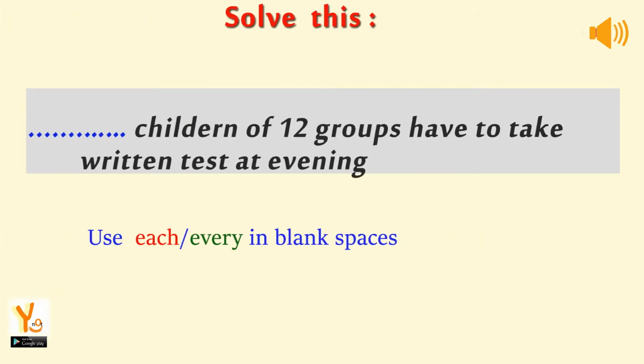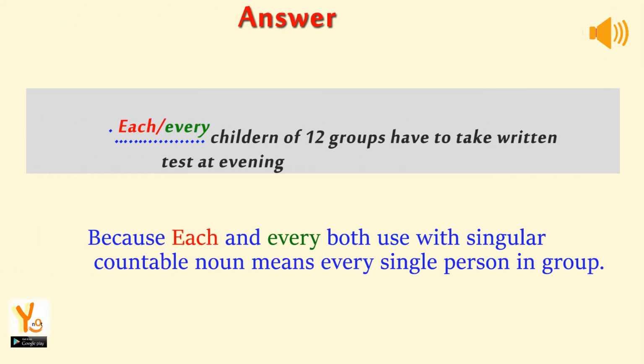Now solve this. Dash children of 12 groups have to take a written test in the evening. Use each or every in the blank spaces. Here's the answer. Each or every child of 12 groups has to take a written test in the evening. Each and every both can be used, because each and every both use a singular countable noun, meaning every single person in the group.